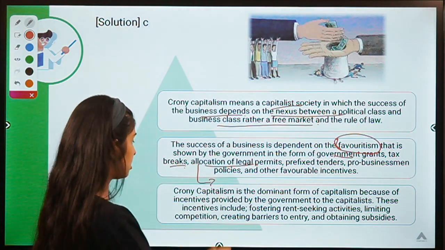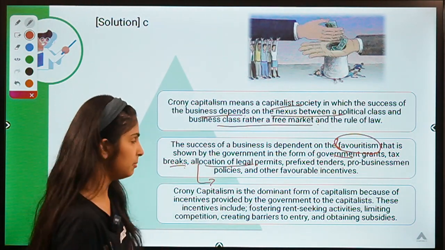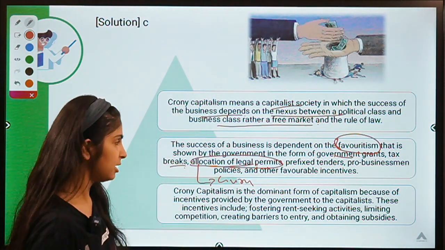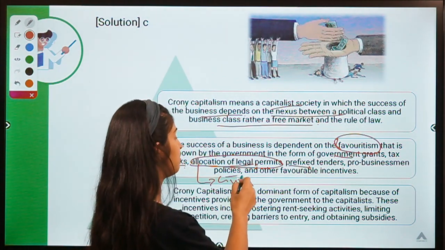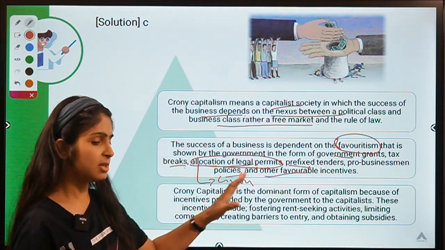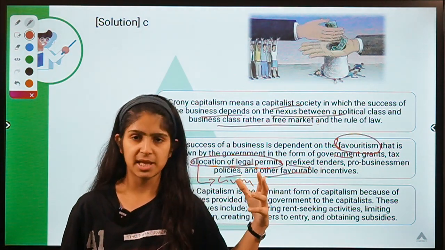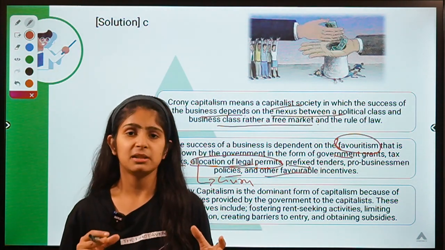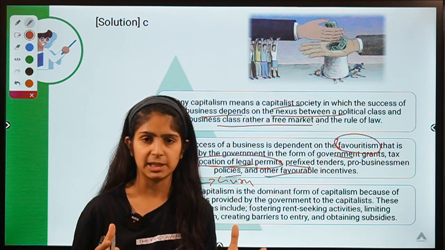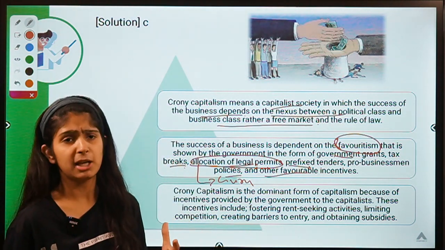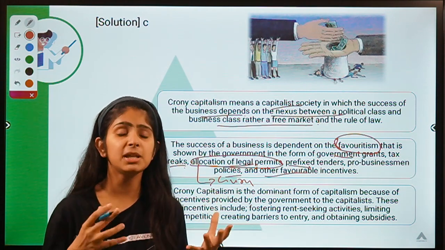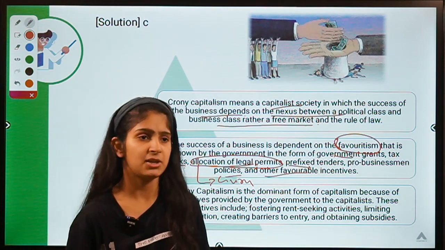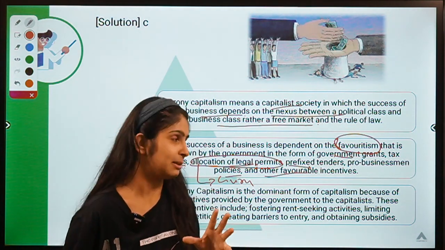If you have watched the movie Guru, you can relate to this part, allocation of legal permits, right? Preferential tenders, pro-businessmen policies and other favorable incentives. See, we are not saying that it is bad to push business activity. It is obviously very important because capitalists and businessmen are the backbone of every economic society, right? So we need them to develop, but we need them to be in control as well, to follow the rules and the laws of the country. They cannot be allowed to violate them, right?